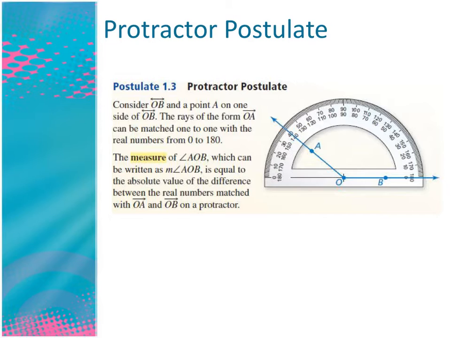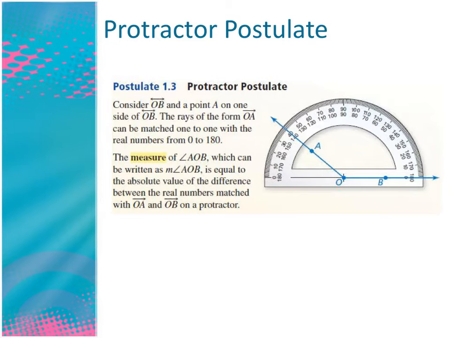Next is called the protractor postulate. Now, remember we had the ruler postulate, so this is similar, but now instead of using a ruler, they're talking about a protractor. And here it says, consider line OB and point A on one of the sides of OB. The rays they form, OA, can be matched 1 to 1 with real numbers 0 to 180.